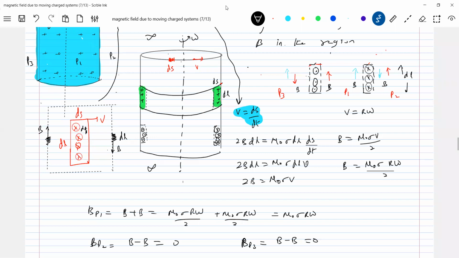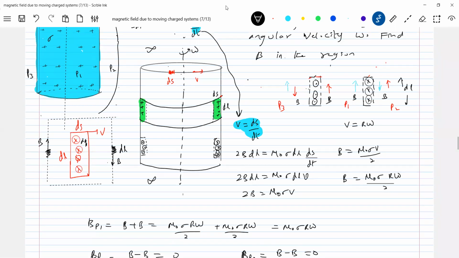So therefore, for a rotating charged cylindrical shell, the field will be confined. Field will be there only inside the pipe, and how will it be directed? It will be directed in the direction of omega. Is it okay? The direction of B bar inside the cylindrical pipe will be directed along the axis of the cylinder. Look at the resultant B bar. Resultant B bar will be in this direction. What about the field here? Will be zero.